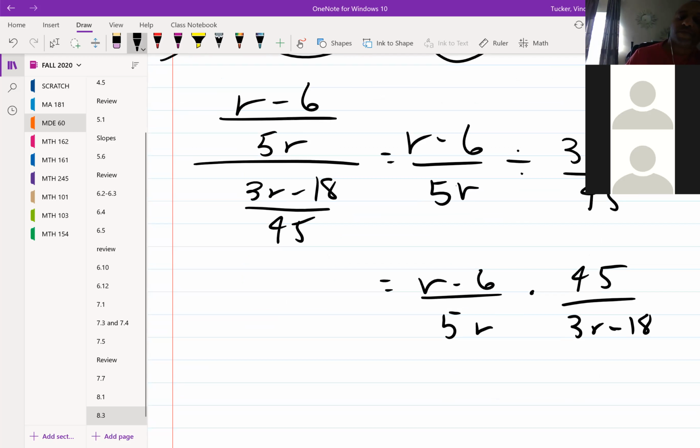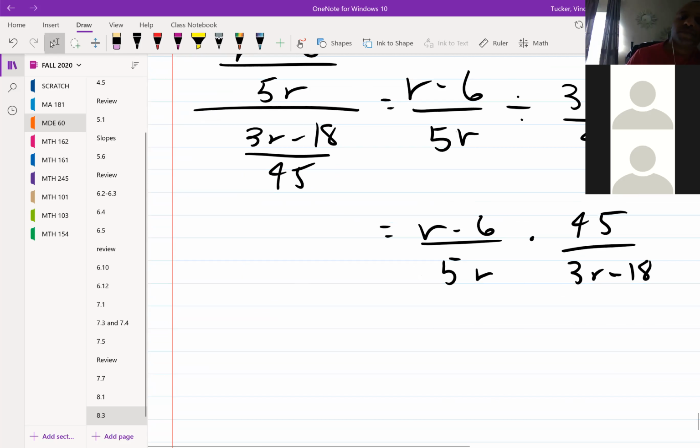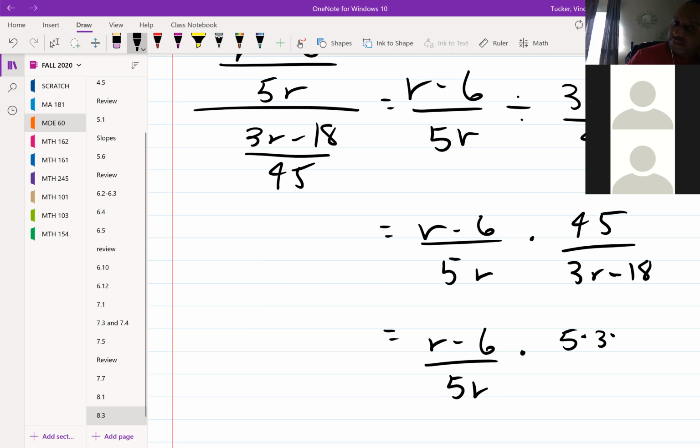Equals r minus 6 over 5r, divided by 3r minus 18 over 45. Rewrite: r minus 6 over 5r times 45 over 3r minus 18. You already worked it.